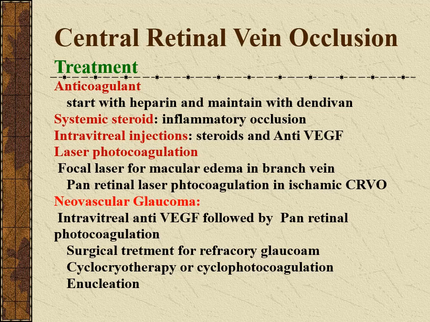For neovascular glaucoma, in the early stages, we can give intravitreal injection of anti-vascular endothelial growth factor, followed by pan-retinal photocoagulation to control or stop the progression of the new vessels. However, if the intraocular pressure still continues to be high, we can do surgical treatment for refractory glaucoma, including destruction of the ciliary body either by cyclotherapy or by cyclophotocoagulation. And for a blind painful eye, unfortunately, we can do enucleation.